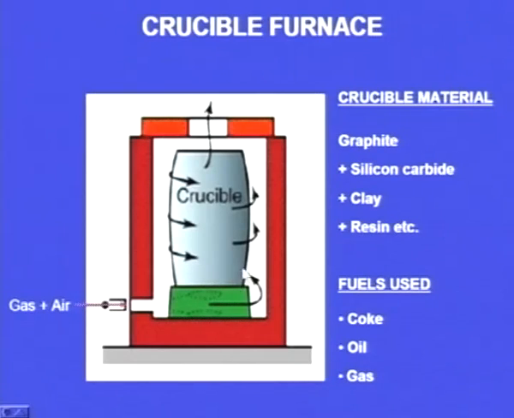Instead of gas, oil can be used; oil will be sprayed and it will be burnt. Instead of gas or oil, coke can be used; coke will be filled inside and it will be burning and the metal will be melting. So, this is the simple principle of the crucible furnace.